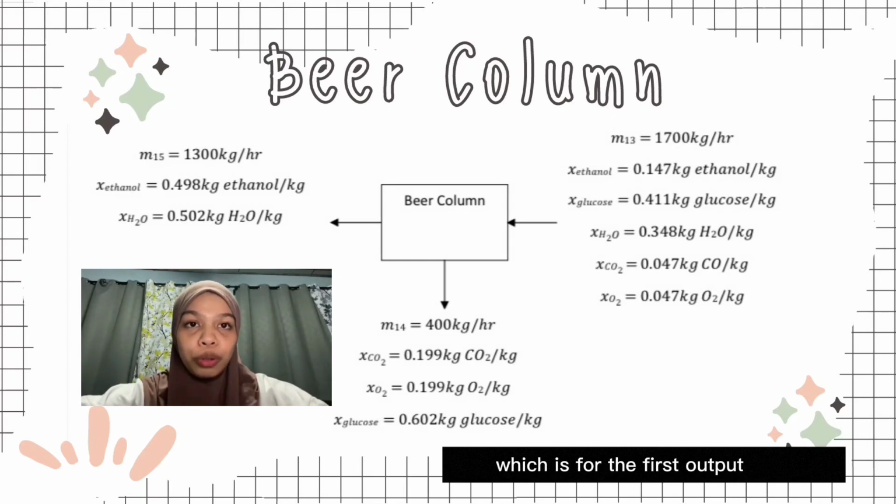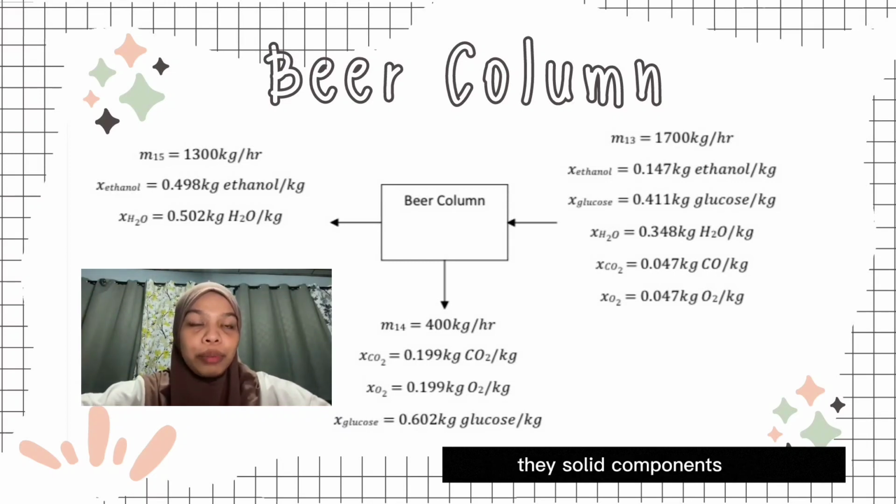For the first output, it contains 0.199 kg of CO2, 0.199 kg of O2, and 0.602 kg of glucose at the rate of 400 kg per hour. For the second output, it contains 0.498 kg of ethanol and 0.502 kg of H2O at a rate of 1.3 kg per hour.